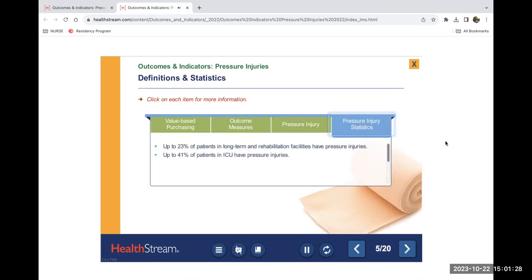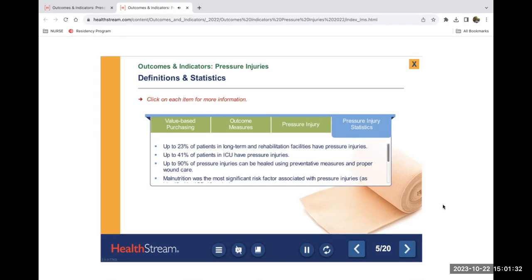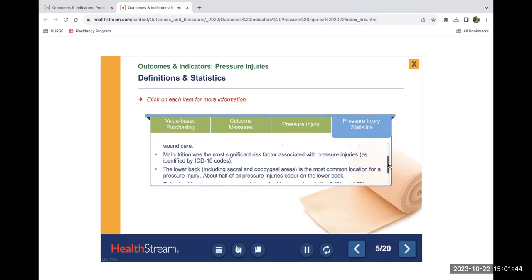Up to 23% of patients in long-term and rehabilitation facilities have pressure injuries. Up to 41% of patients in ICU have pressure injuries. Up to 90% of pressure injuries can be healed using preventive measures and proper wound care. Malnutrition was the most significant risk factor associated with pressure injuries, as identified by ICD-10 codes.